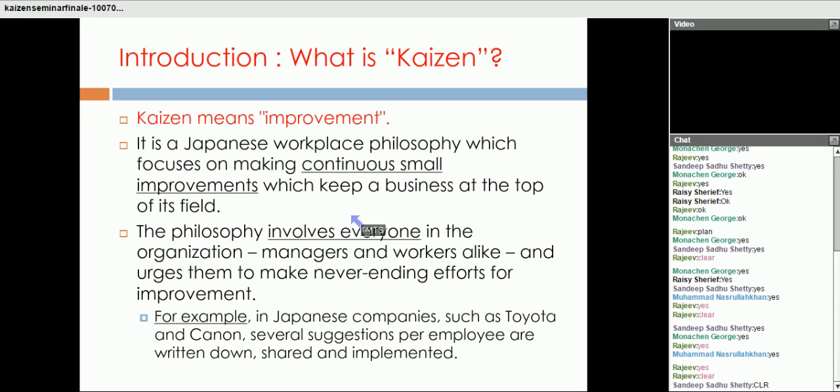So Kaizen is a philosophy which means continuous improvement. And through this philosophy, it tries to engage everyone within the organization, whether it is a manager or a junior employee or a senior employee. Through this philosophy, they want to engage everyone for the betterment of the organization.